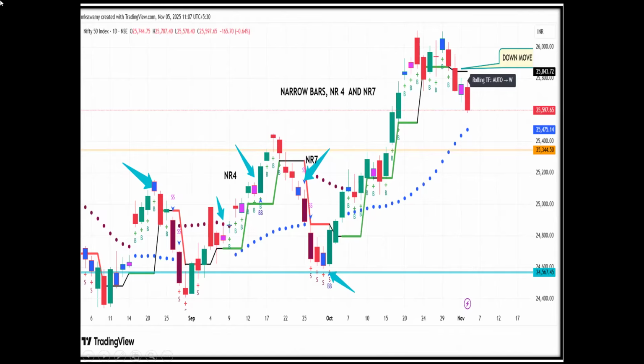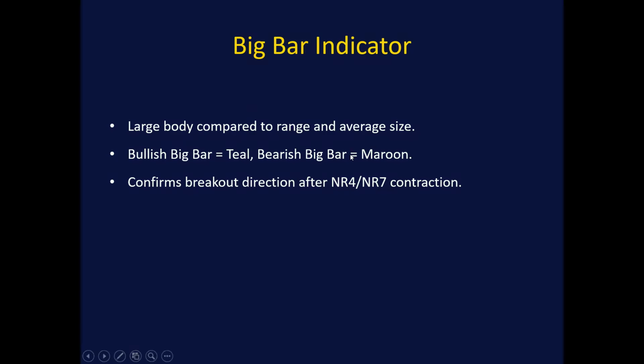So you have learned so much. See, the big bar indicator is being enabled: large body compared to the range and average size. That is the big bar. Bullish big bar is green color. Bearish big bar is maroon color. It confirms breakout direction after NR4 and NR7 contraction. After the volatility contraction, the expansion will be confirmed with this big bar coding.